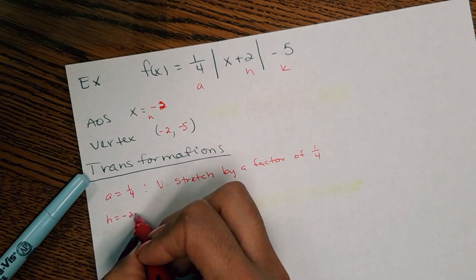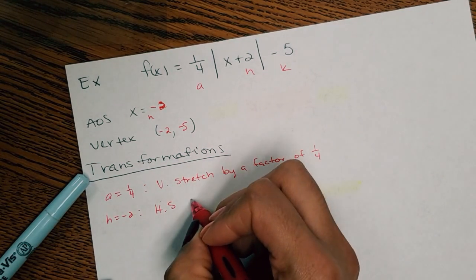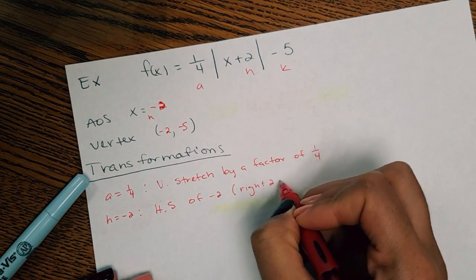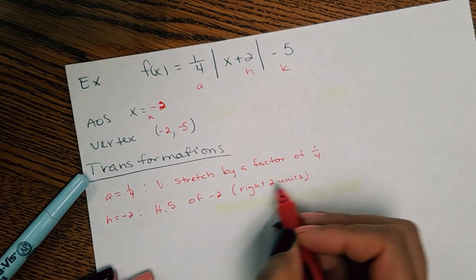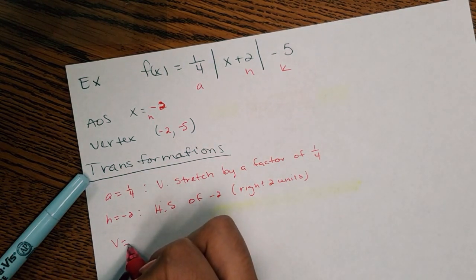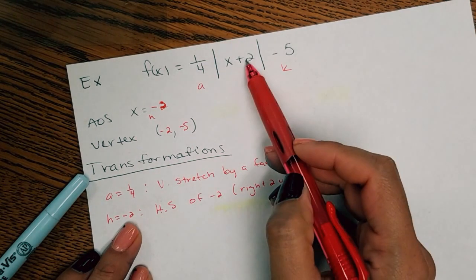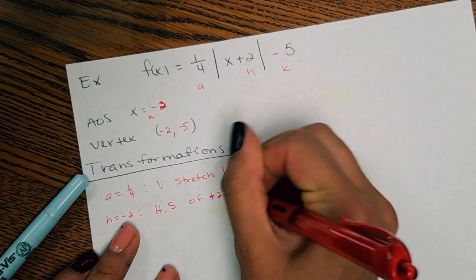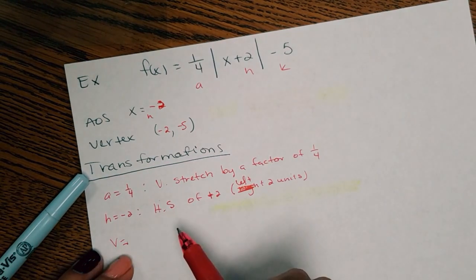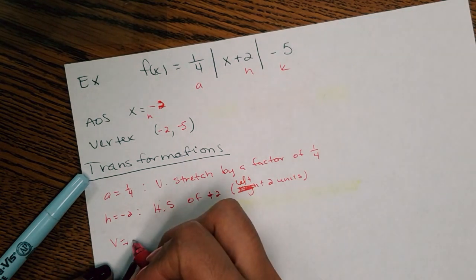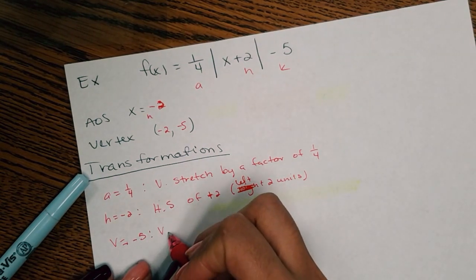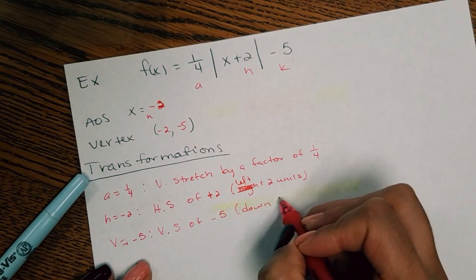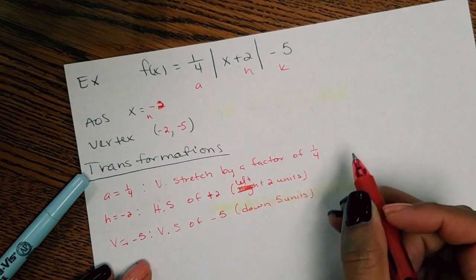H equals -2 means that you're going to have a horizontal shift of -2, which means it's going to move to the right 2 units because it moves opposite. H equals, oh, I'm sorry, H here, that's +2. That would be +2, sorry, which means it's going to move to the left. Sorry, guys. K equals -5 means that you're going to have a vertical shift of -5, which means it's going to move down 5 units. All right, and that's it.